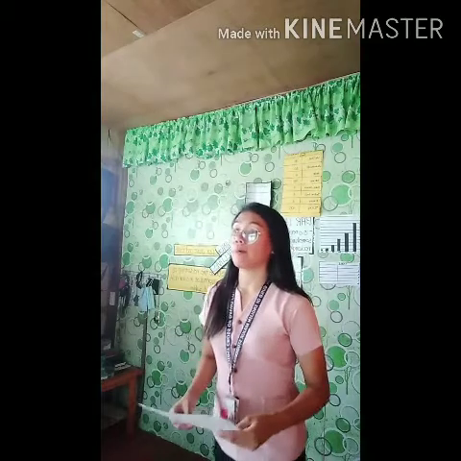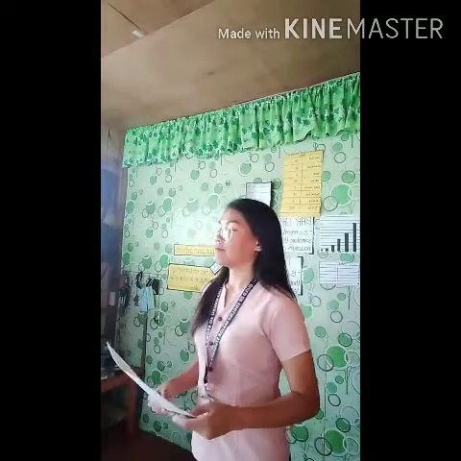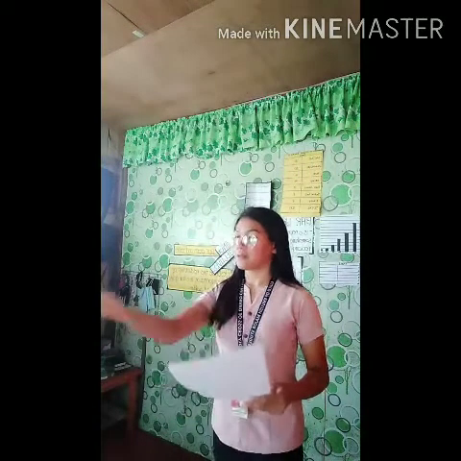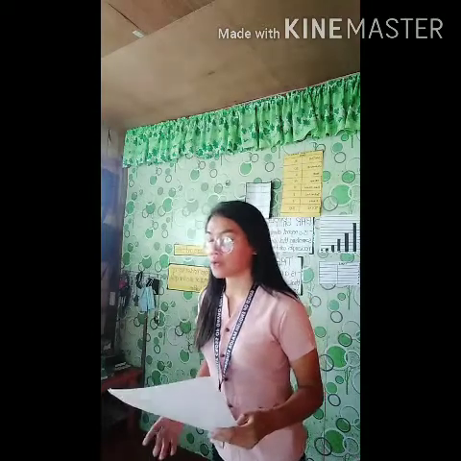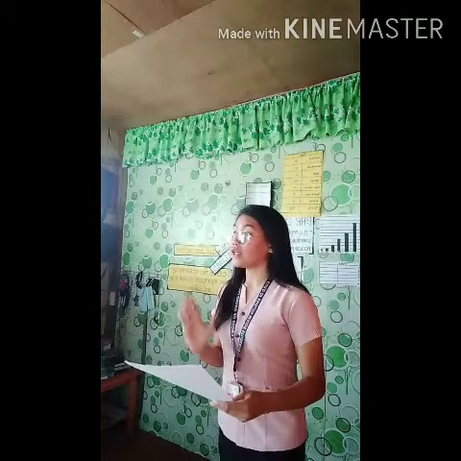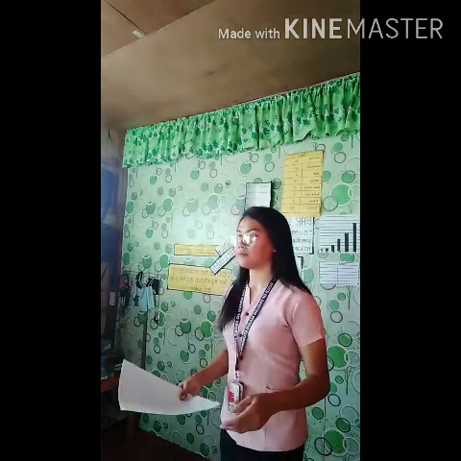Now, another follow-up question. How do we know the value of an object in a table? Can anyone answer? Yes, Carlo? Yes, very good. We can know the value of an object in a table by looking for the number written beside it. Okay, very good.